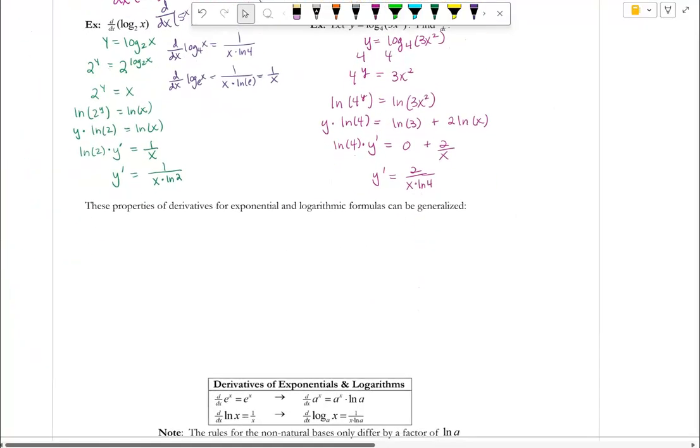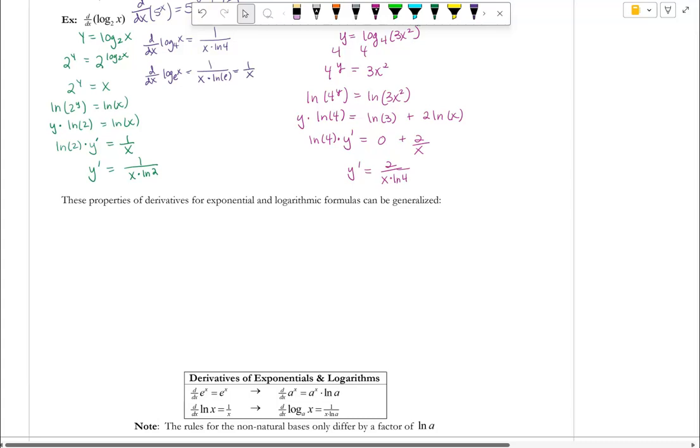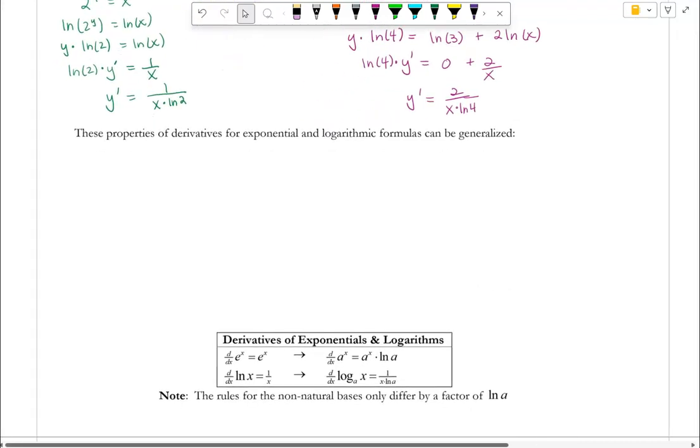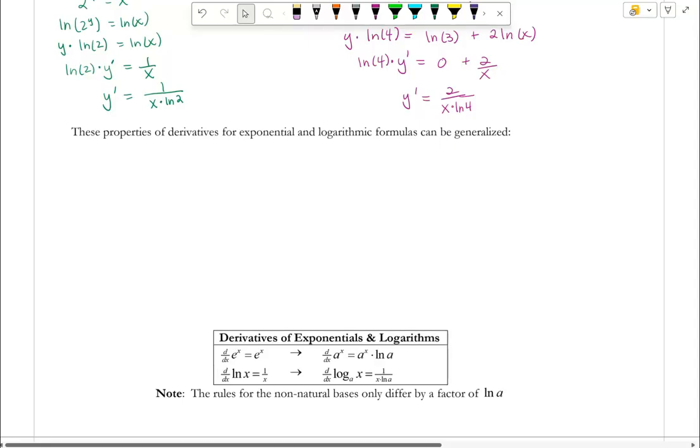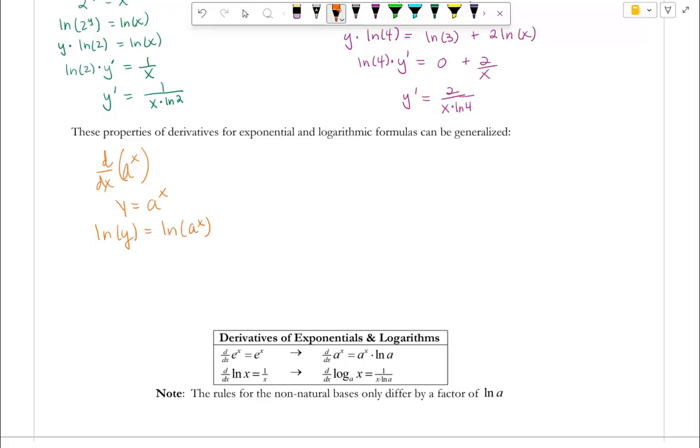So again, all of these properties of derivatives for exponential and log functions, we can generalize all of those with what's in our box below. So again, just generally speaking, anytime I take the derivative with respect to x of an exponential function of any base, so a could be any base, we could prove our derivative rules using logarithmic differentiation. So if I take the natural log of both sides, I use my log properties to rewrite the right-hand side, so that becomes x times ln of a.